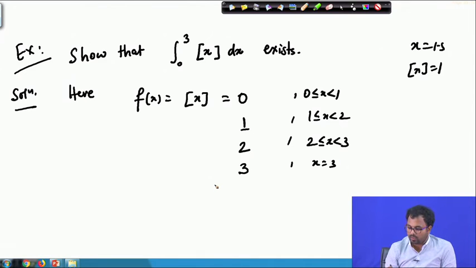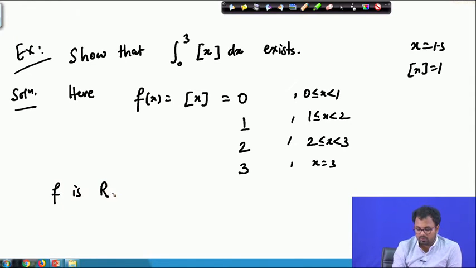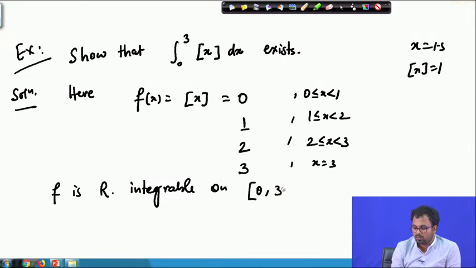So now here in this case what we have is a box function whose Riemann integrability we have to confirm. So obviously the function is Riemann integrable because it is bounded between 0 to 3. Not only that, it is also monotonic between 0 to 3. So it's always a Riemann integrable function. So f is Riemann integrable on 0 to 3, right?